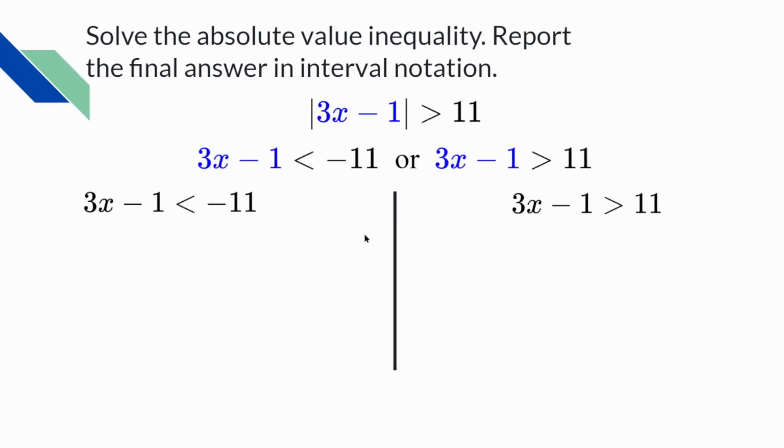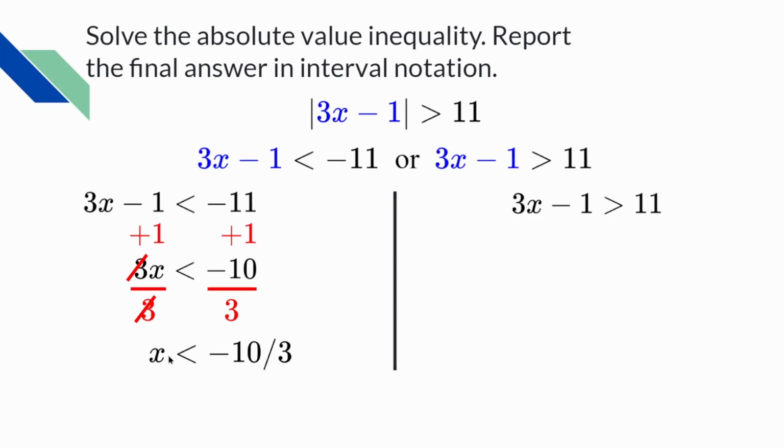So let's start here on the left. We're going to add 1 to both sides, and that gives us 3x is less than negative 10. Then we divide both sides by 3, and the 3's are going to cancel on the left-hand side, and that leaves us with x is less than negative 10 thirds.